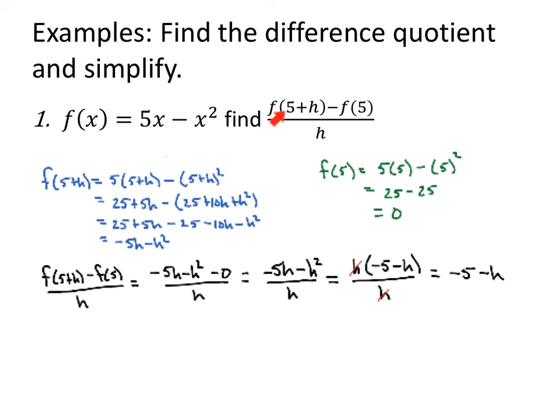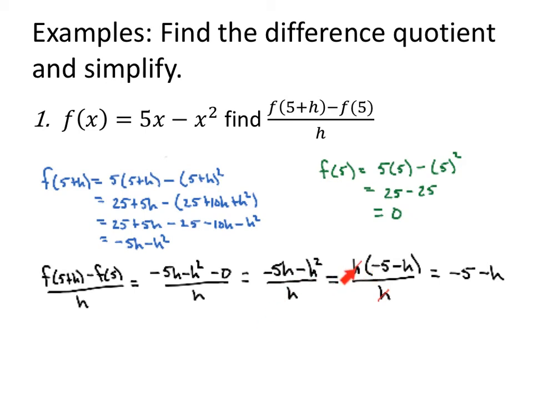So here we have f of 5 plus h minus f of 5 all over h. I have my answer, negative 5h minus h squared, minus my second answer, 0, all over h. So I've put in f of 5 plus h, minus sign, f of 5. When I simplify, okay, I subtracted 0. There we go.